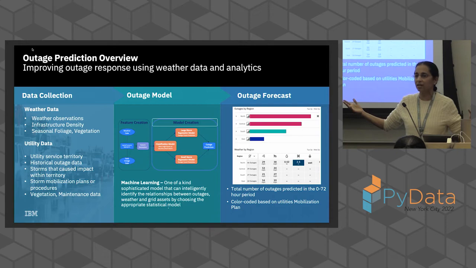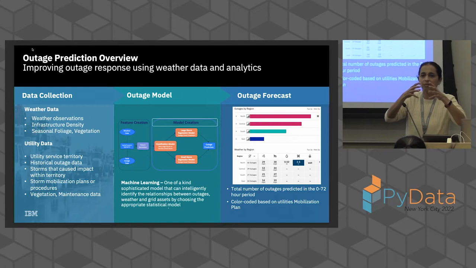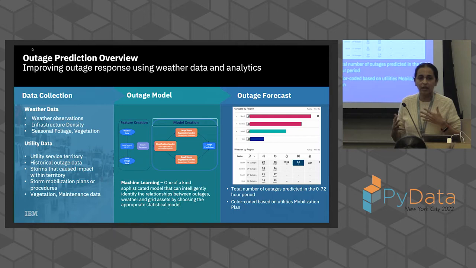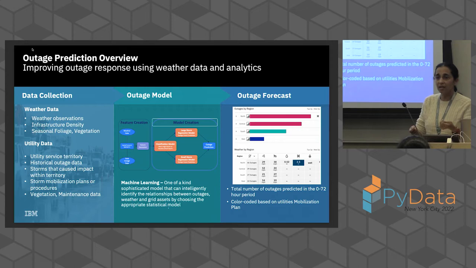They typically have a mobilization plan at each spatial granularity: a smaller area of operation center within the region, the region which comprises multiple operation centers, and then the entire territory. That's where their cost is. And then you also try to get vegetation data, depending on how close the vegetation is to the power line, because most of the time it's trees falling on the power line. And maintenance data: if an asset has been maintained recently, or a new asset such as a pole or power line has been placed, it's strong. So this is the background of the problem, why they're doing this.